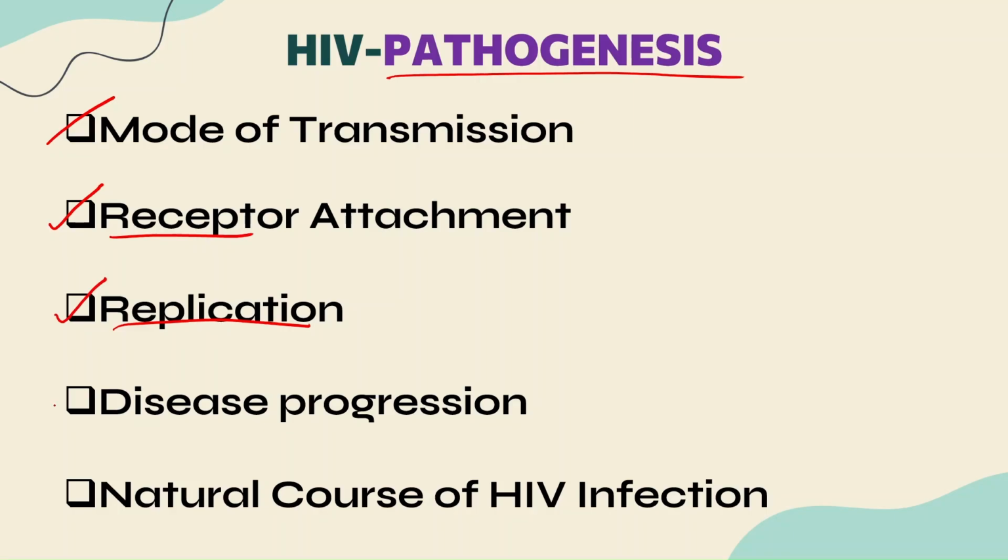Then we're going to look at the disease progression and the natural course of the disease. There are different types of disease progression in different individuals, so we're going to have a look at that. And then we have the natural course of HIV infection. As I already said, HIV is an infection which occurs in stages. So what are those stages? That I'm going to describe under the natural course of HIV infection.